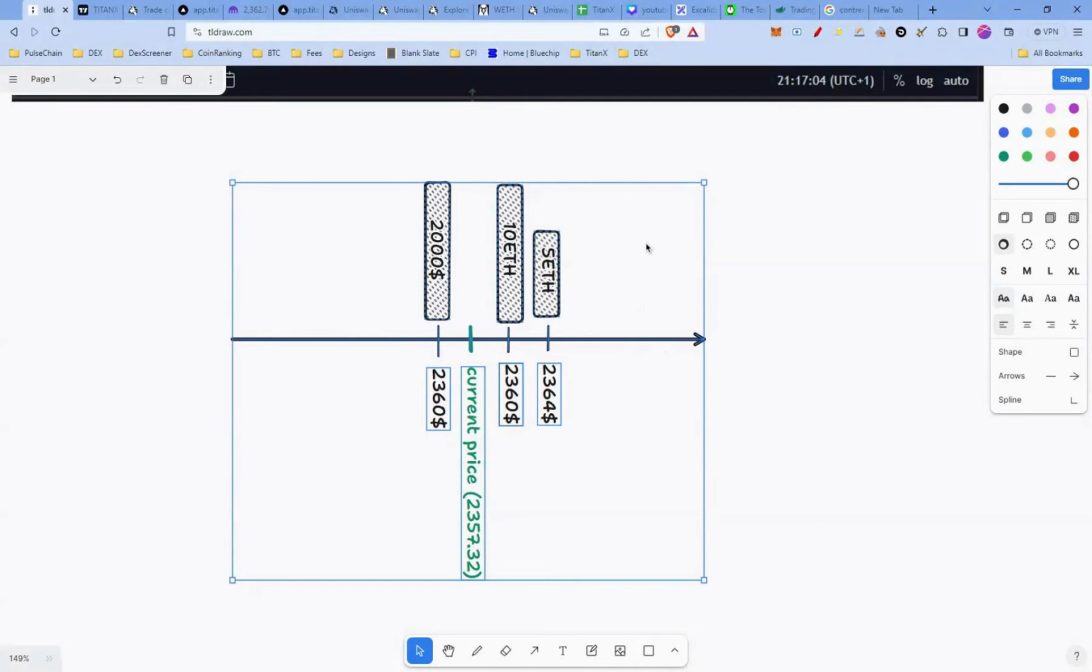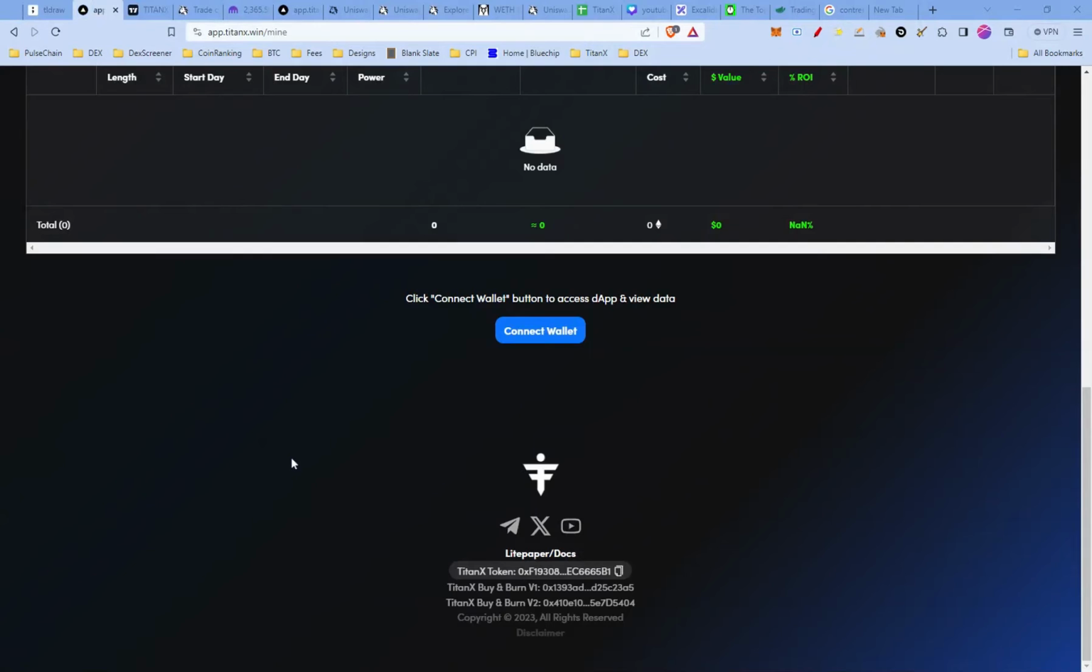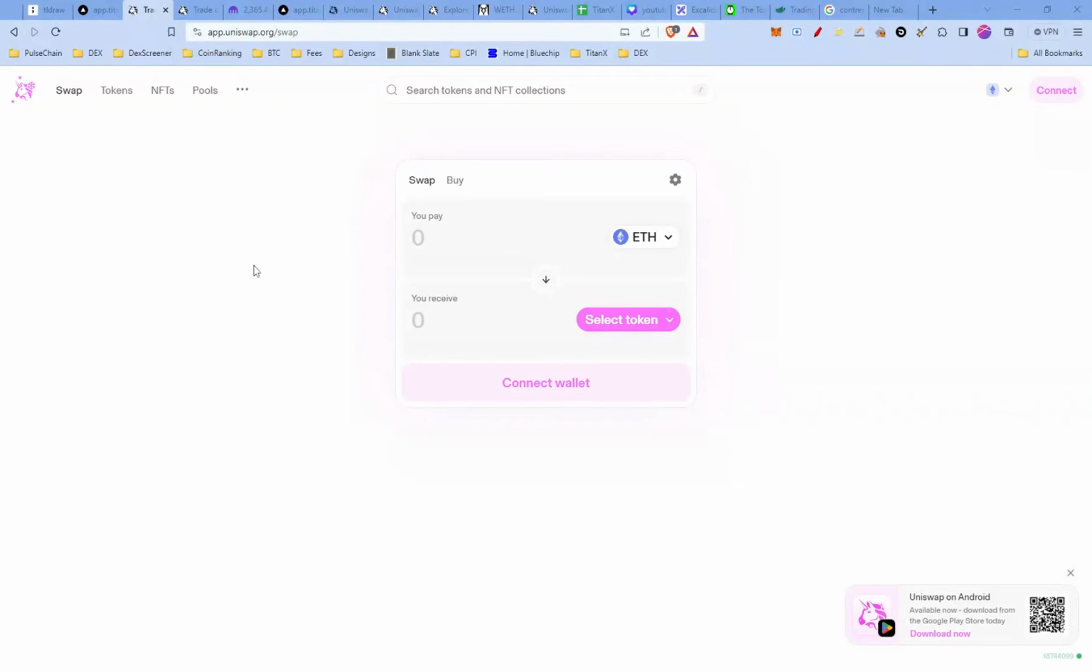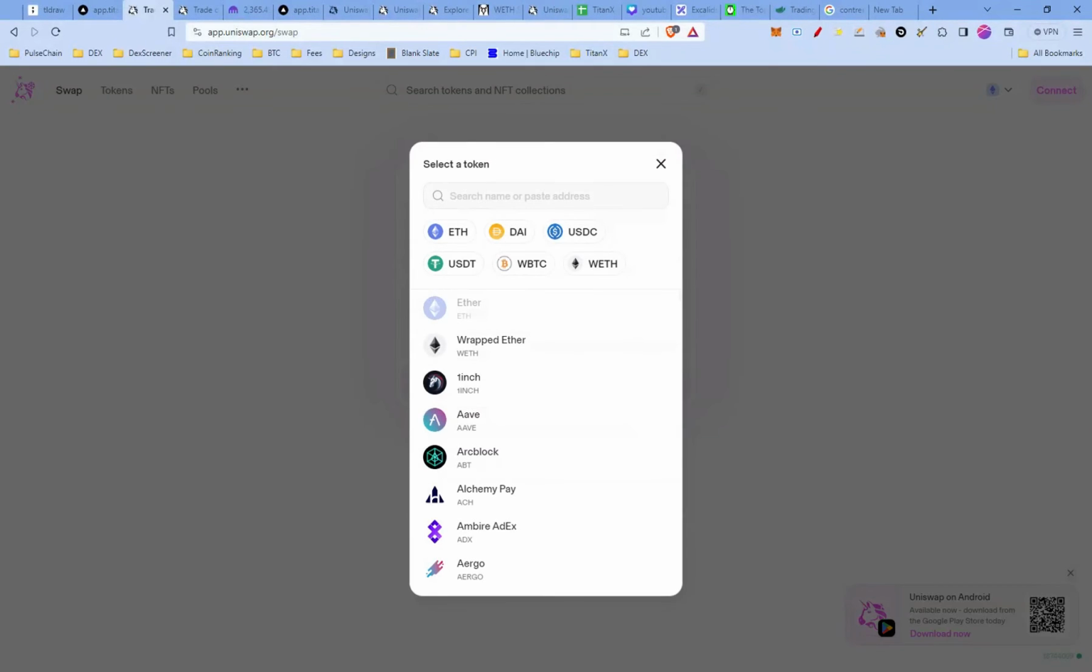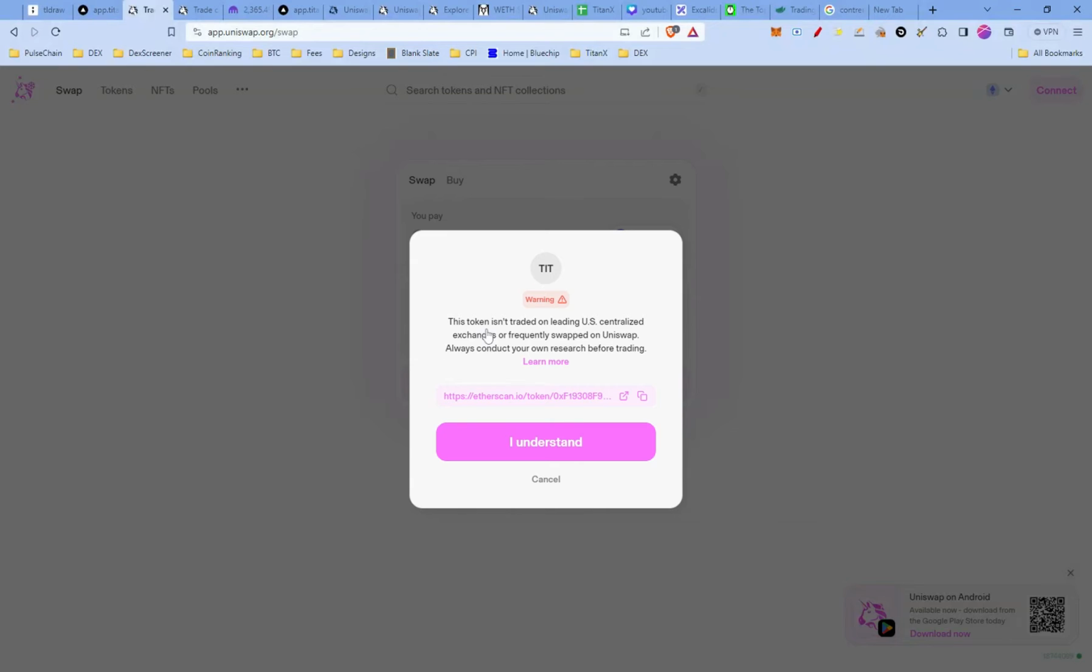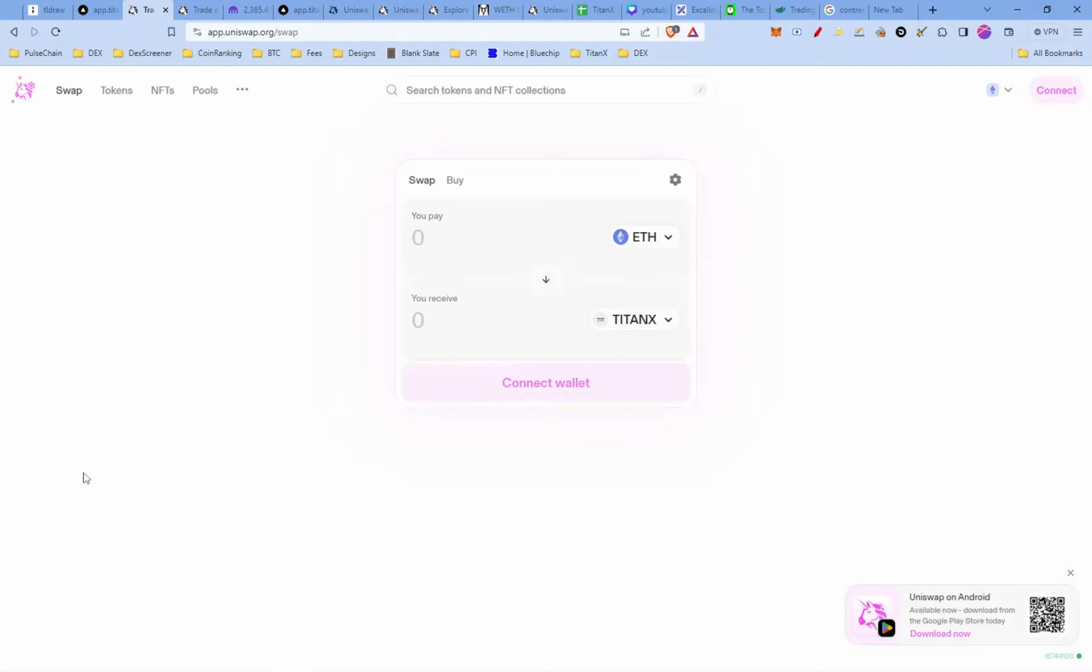Finally, let's jump to Uniswap and see how we can single-side liquidity provide. We're first going to visit app.titanx.win, scroll down and copy the token address. Then we're going to visit app.uniswap.org, select token, paste in the token address. Select TitanX and I understand. Let me demonstrate slippage. Let's say you have 10 ETH. So if you market buy right now, you're going to push the price up by around 4%, because there's not enough liquidity.